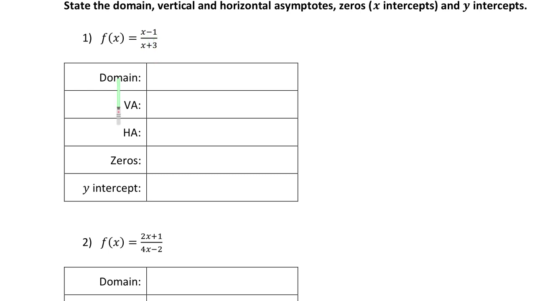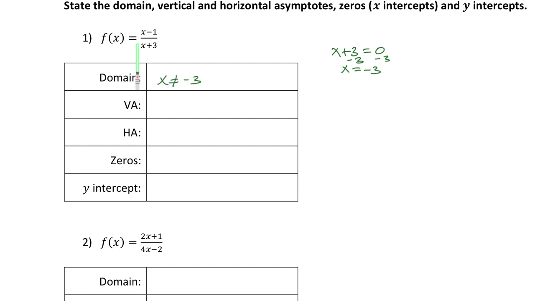So to find the domain, it's the same step that we're going to do to find the vertical asymptote. I'm going to take my denominator and set it equal to 0. So x plus 3 equals 0. If I subtract 3 on both sides, I get x equals negative 3. So the domain, we're going to write it as x cannot equal negative 3. Technically, we're supposed to write all real numbers except x equals negative 3, but in this case, I'm just asking you to write whatever the restriction is.